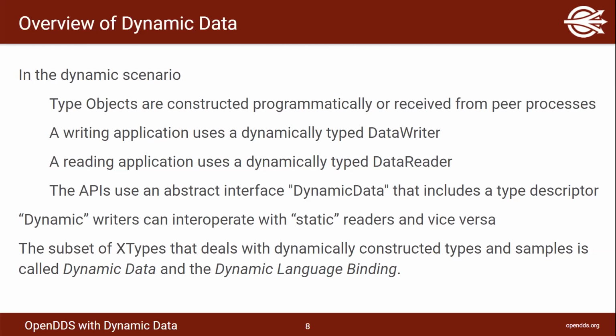And again, since the middleware is making it right for the reader, the nature of the writer is irrelevant to the reader and vice versa. So the subset of XTypes that deals with these dynamically constructed types and samples is called the dynamic data. It's called dynamic data and the dynamic language binding.